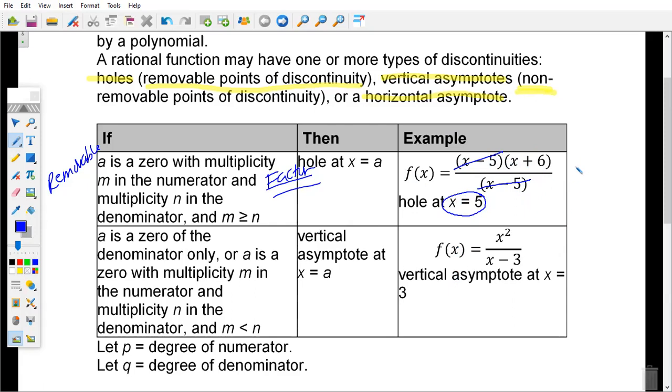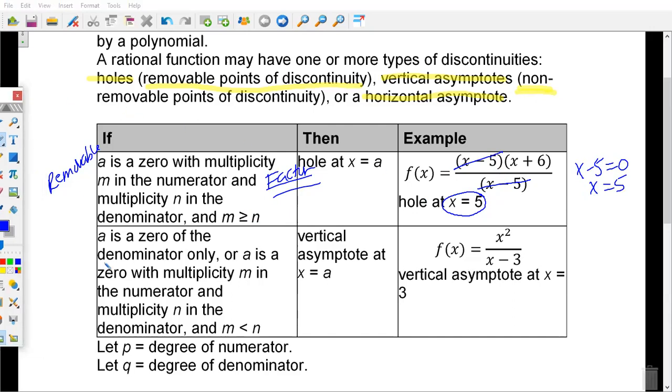Why is it at x equals 5? Because x minus 5 equals 0 means x has to equal 5. That's where our removable discontinuity lies. It was a hole because I removed it. All right. Next one is our non-removable.